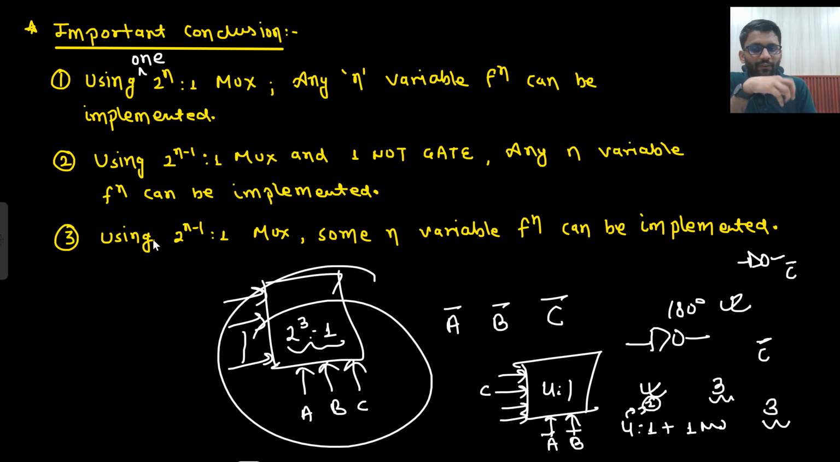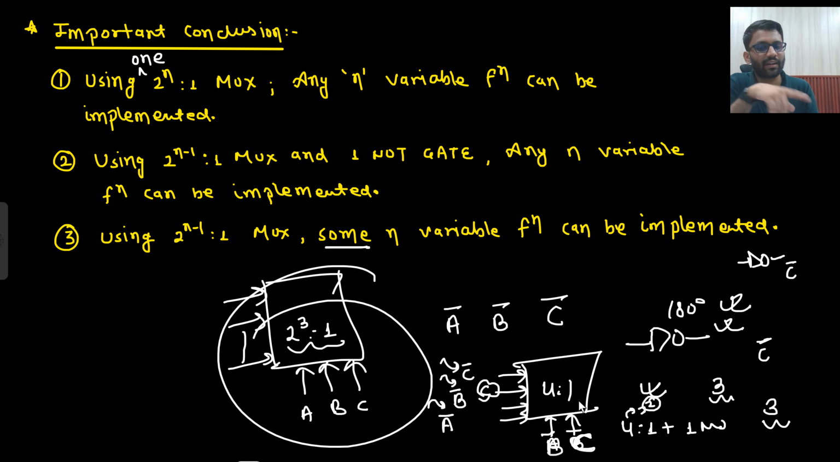What about this? If you are having a 2 to the power n minus 1:1 mux, then only some n variable functions can be made. Why is that so? Because you will not have C bar. So you can certainly make a 3 variable function, but a function that involves C bar, you will not be able to make. If you are able to make a function that involves C bar, that means you are using AC as select lines, but then you will not be able to make the function that involves B bar. And if you implement that, you are using BC as select lines, so you will not be able to implement a function which uses A bar. So certainly one bar will be missing. So for that you need a NOT gate.